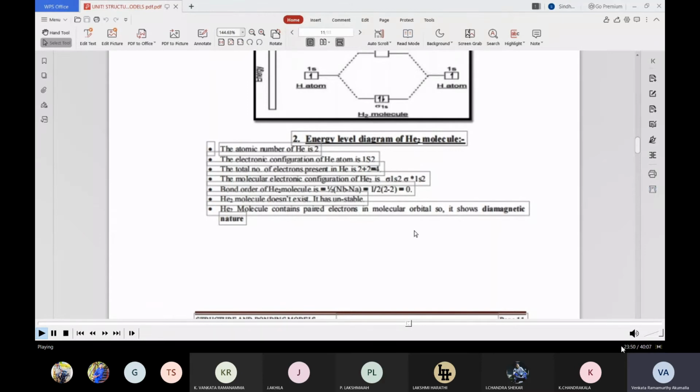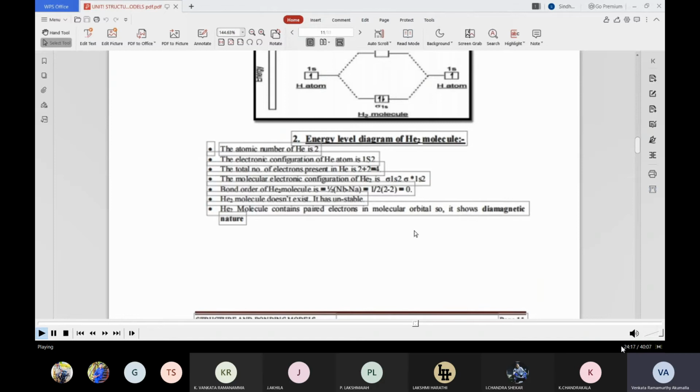So the total number of electrons present in the helium molecule is 2 plus 2, which is equal to 4. The electronic configuration of the helium molecule: one helium atom contains 2 electrons and another helium atom contains 2 electrons, totally 4 electrons. The molecular electronic configuration of helium is sigma 1s2, sigma star 1s2.